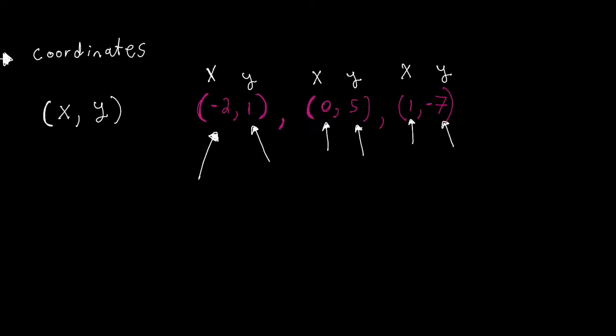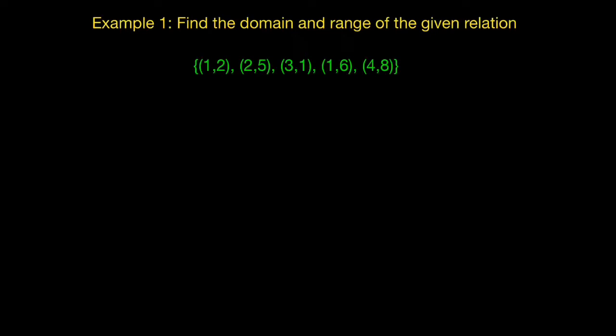Now, I want to extend this concept and put it together with the idea of domain and range. So let's take a look at an example. It says, find the domain and range of the given relation. Now we have a set of coordinates, not just one. We have a total of 1, 2, 3, 4, 5 coordinates in this set. These curly brackets right here are just to emphasize to the reader that all of these coordinates are in the same set.